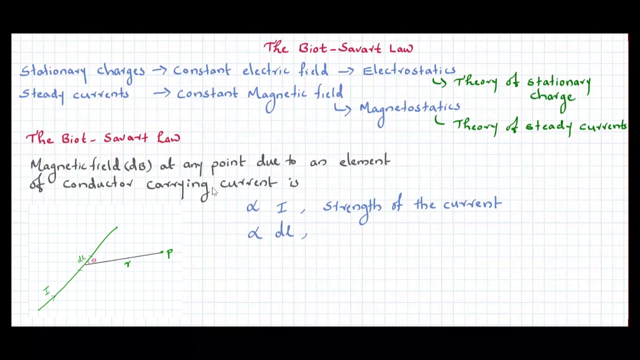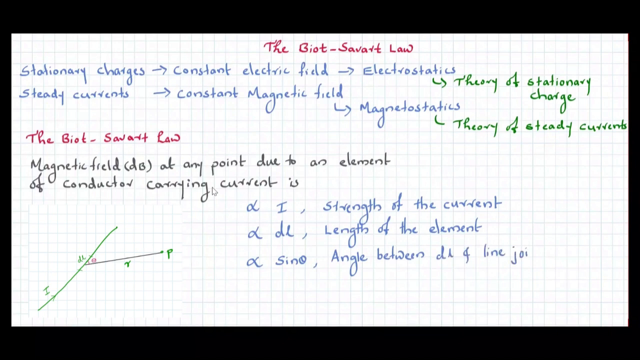Here P is the point where we need to evaluate the magnetic field, which is at a distance r from a small element dl on the current carrying wire. The magnetic field dB at the point P due to the small element dl is directly proportional to the strength of the current, directly proportional to the length of the element dl, and proportional to sine theta.